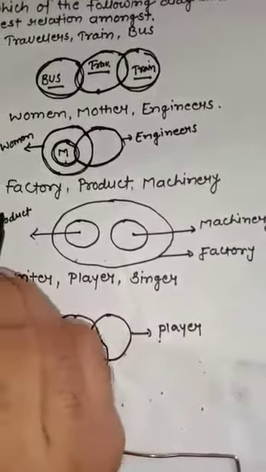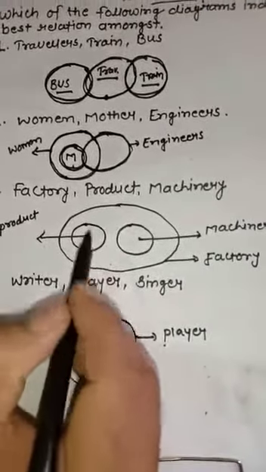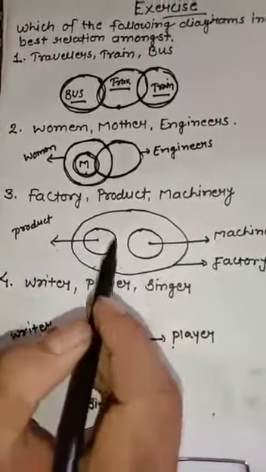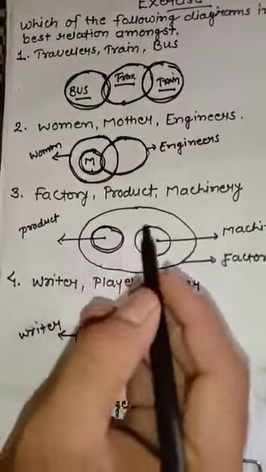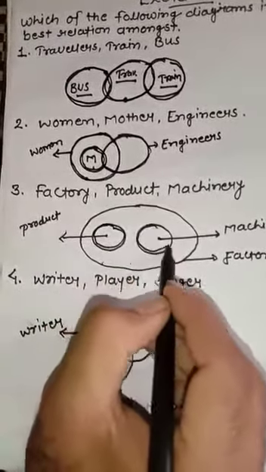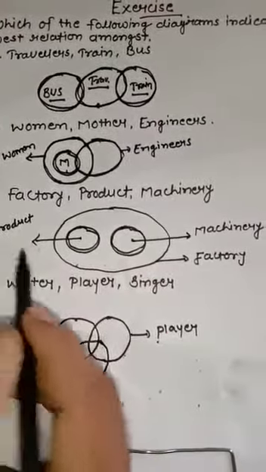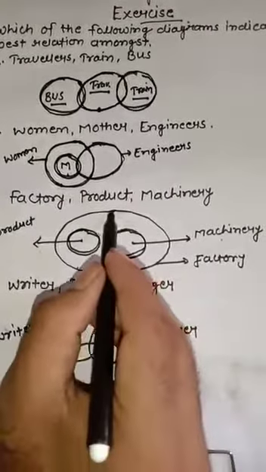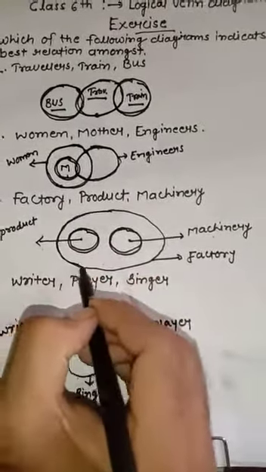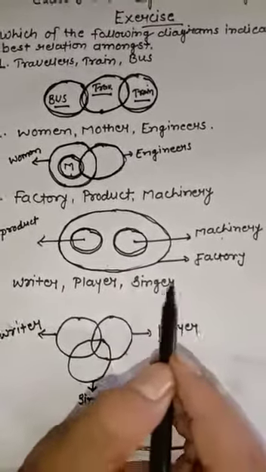Now come to the third question, which says factory, product and machinery. To represent factory, product and machinery, we'll use this Venn diagram. In this, one small circle will represent the product, the other small circle will represent machinery, and this big circle will represent factory. Why is it so?